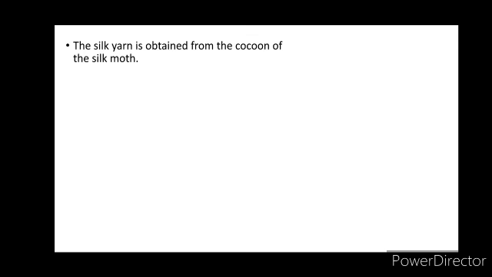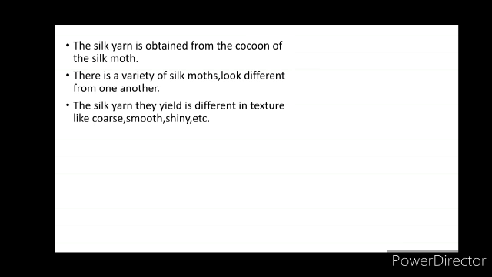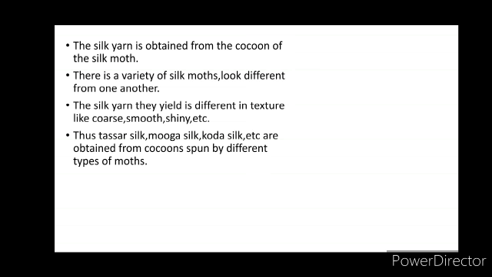There is also a variety of silk moths. They look different from one another, and the silk yarn they yield is different in texture, like coarse, meaning hard, smooth, shiny, etc. Thus different silks like tussar silk, muga silk, etc. are obtained from cocoons spun by different types of moths.